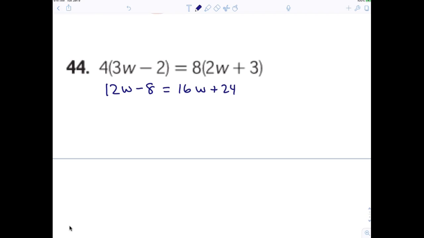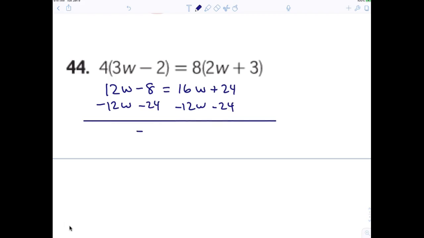Now I'm going to move the 12 to the right and the 24 to the left. So I'm going to put a minus 12w. Now the reason why I'm doing the minus 12w, remember I'm always trying to keep the variable positive. So now I have negative 32 is equal to 4w, right? So w equals what? W equals negative 8. Yes.